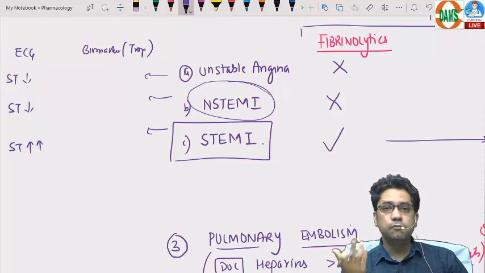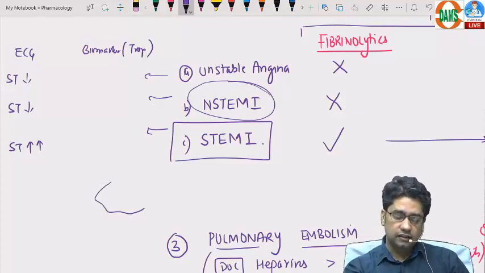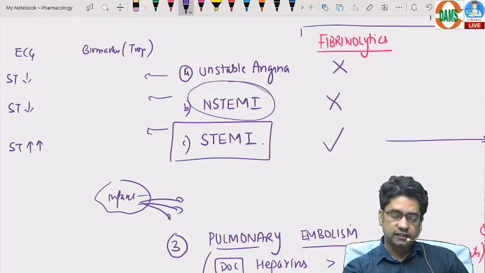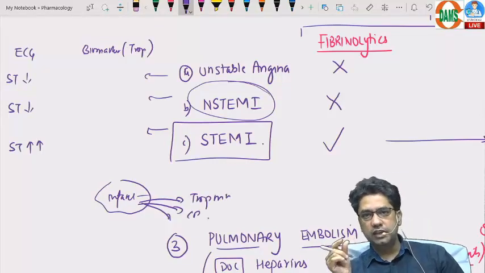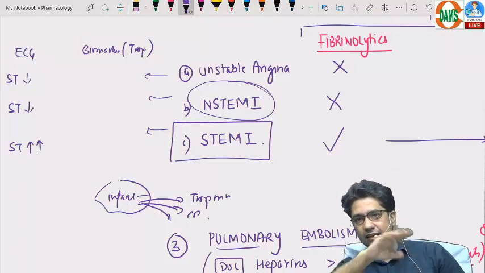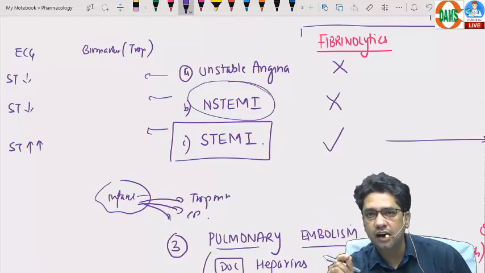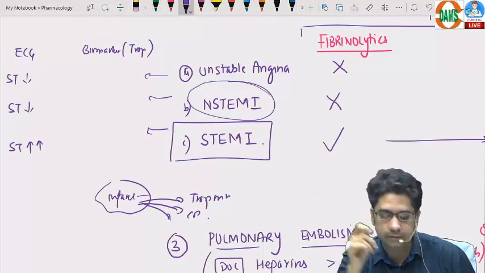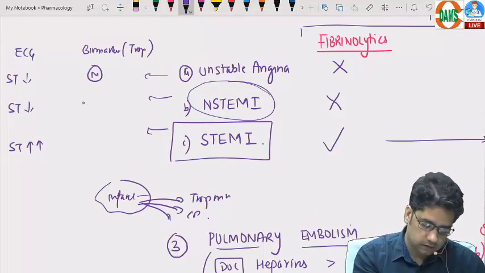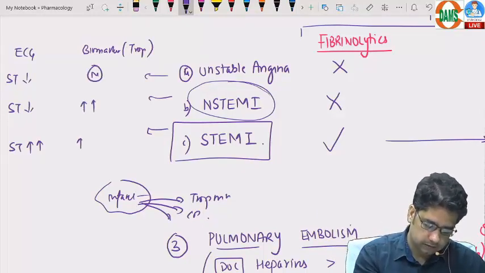सेकेंड पॉइंट, बायोमार्कर. बायोमार्कर क्या होता है? सर व्हेन द हार्ट इज इन्फाक्ट हो जाता है तो ये ट्रोपोनिन, CPK-MB ब्लड में आने शुरू हो जाते हैं. So these proteins which are present inside the cell, they come into the blood when the heart undergoes infarction or damage. So it will be normal, increased.